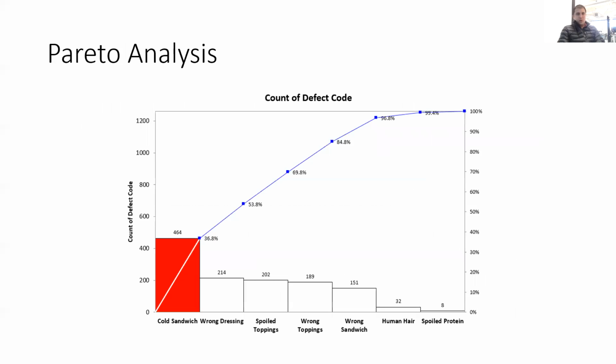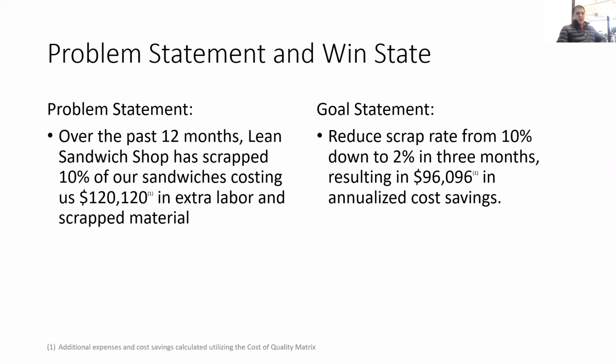as they come through. So we already covered this a little bit, but over the past 12 months, Lean Sandwich Shop has scrapped 10% of our sandwiches, costing us an extra $120,120 in extra labor and scrap material. You can see here how I came to that, the tools that were used. On each slide, I'll have something down here that shows the tools that were used.